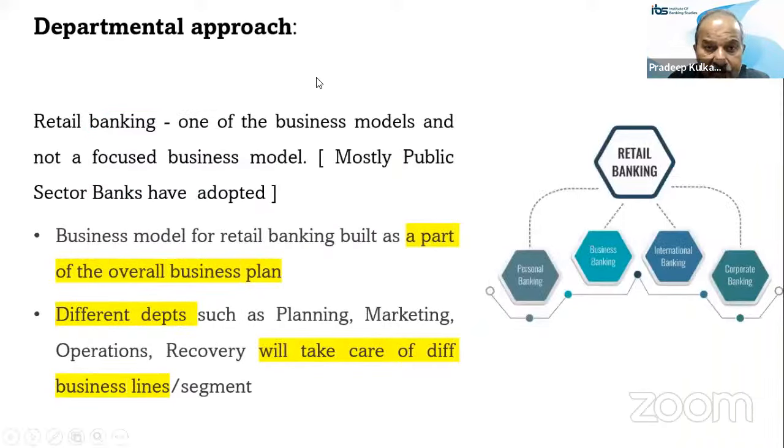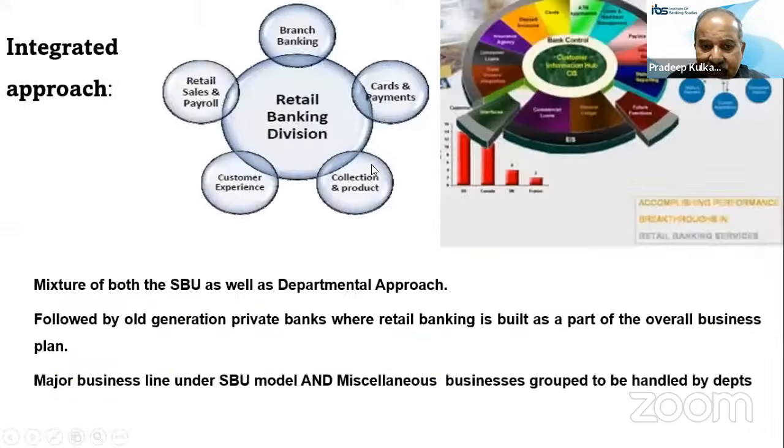Now, second is the departmental approach. Very simple: like many departments, retail banking is also a department in the bank, and it works as one department. Strategic decisions are taken at the corporate level or board level, and that decision is passed on to the department, which works like a planning and marketing department. Retail banking is also one additional department. Is it clear?